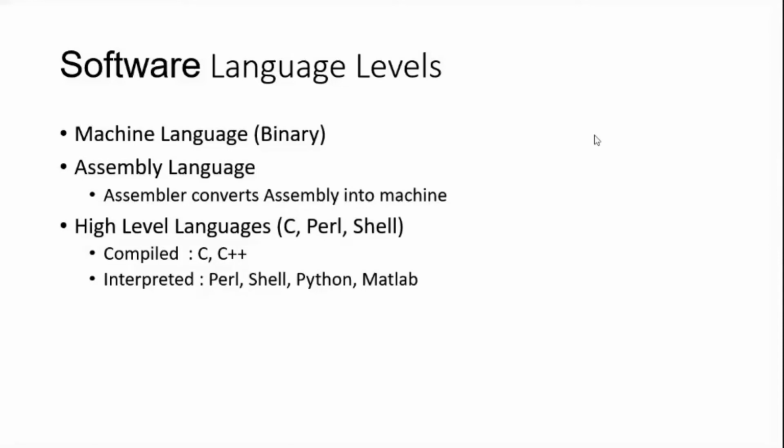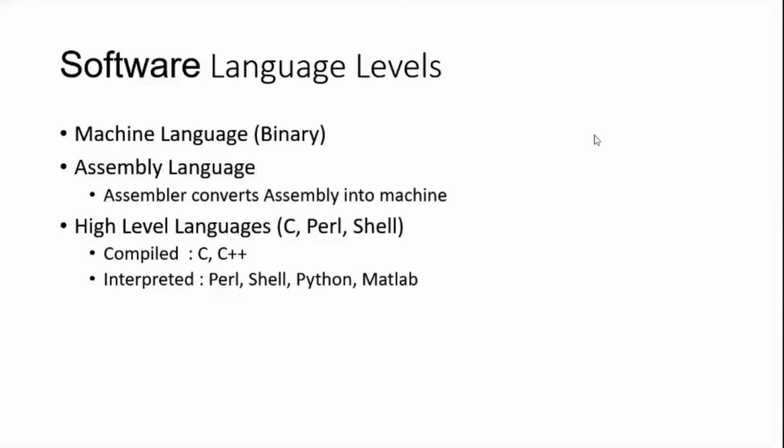But the problem with high level languages is that the machine doesn't understand them. What the machine understands is only machine language. So high level languages have to be converted to machine language, that is, to zeros and ones. Whatever code we write in C or Perl or Shell, MATLAB, Python, or whatever language it is, we have to convert it into machine language, that is zeros and ones. Then only the computer will understand it.